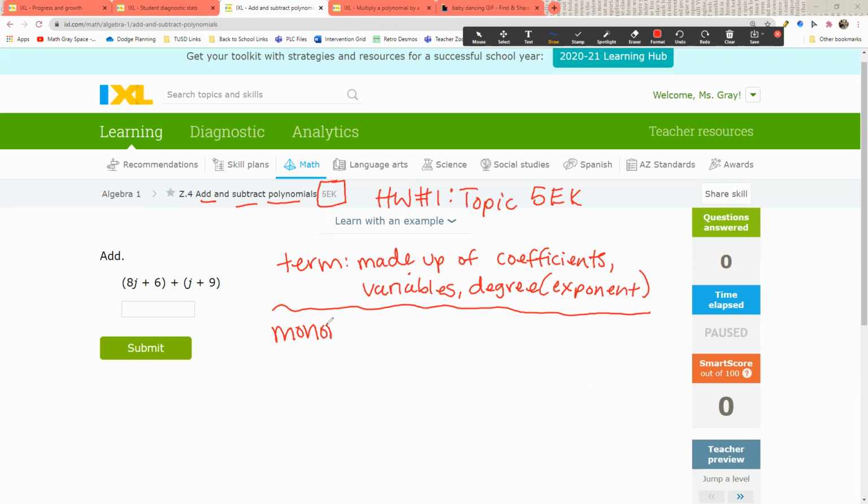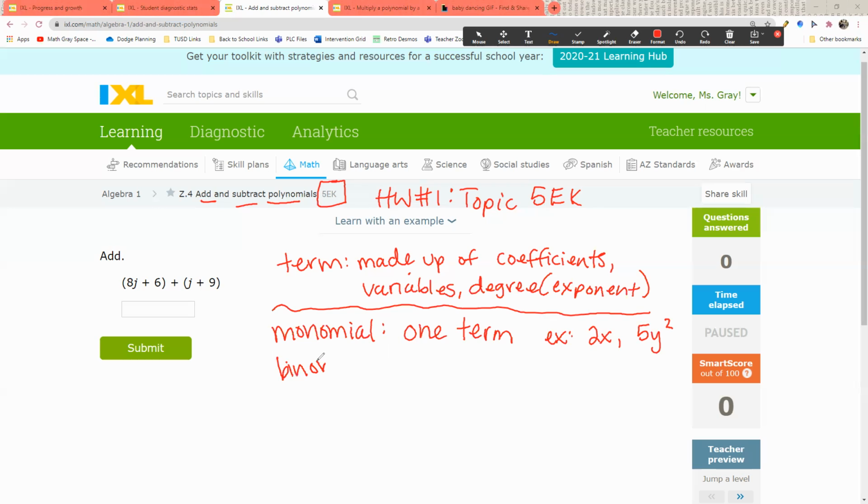So if it's a monomial, it has one term. So for example, 2x would be a monomial, or 5y squared would be a monomial. So you have coefficients and a variable, or coefficients, variable, and an exponent, but really that's it. There's no plus sign, there's no minus sign.